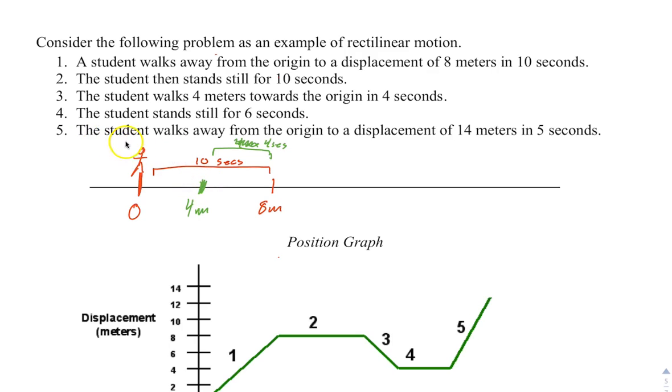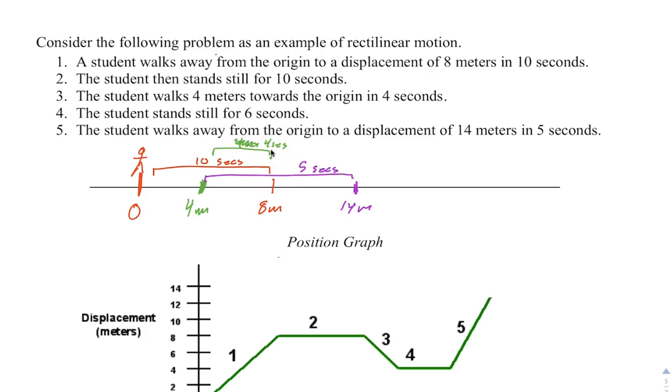And then lastly, the student walks away from the origin to a displacement of 14 meters in 5 seconds. So we're going away from the origin, we're walking to the right. We're going to get to 14 meters in about 5 seconds. So here's 4, here's 8, 14 to be around here-ish. It takes us 5 seconds to get there. And that's our little diagram of what happened in a little 2D motion. That's just like a picture of what's going on.